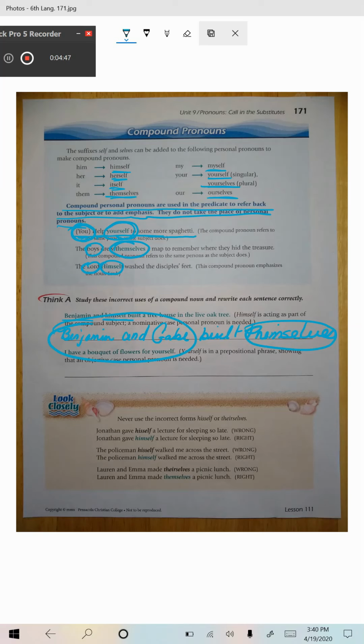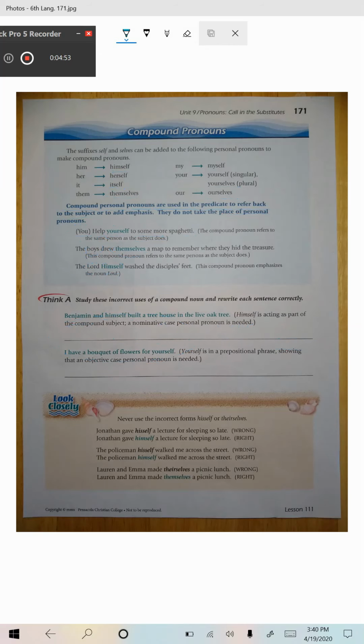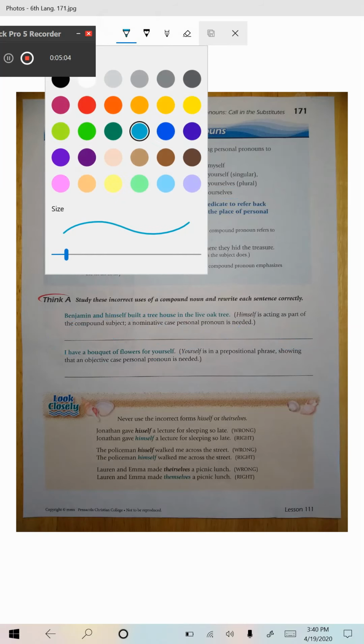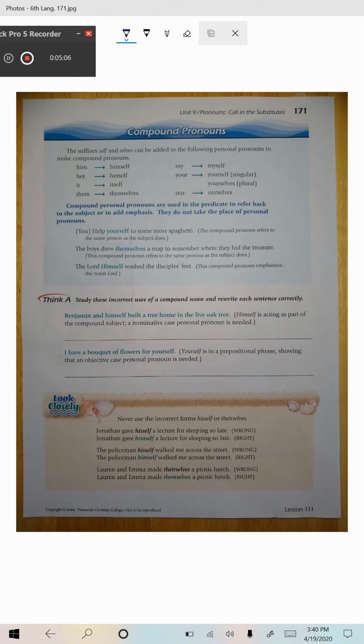Do you see that? So you can't have the self in there without something else in there being labeled, being written down. I have bought a bouquet of flowers for yourself. So that would be totally incorrect. I'm not loving this blue. It's a little bit too light. So I would say I like that one.